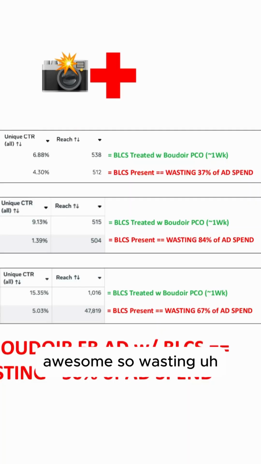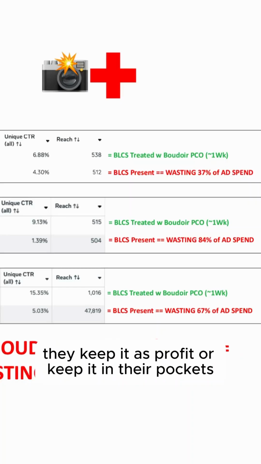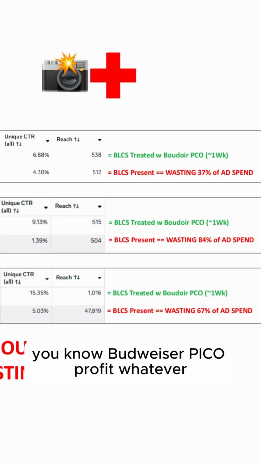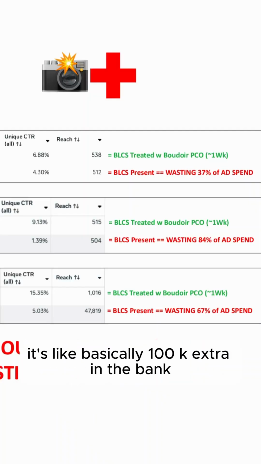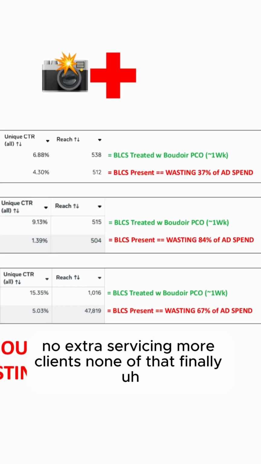Awesome. So that $8,400 a month difference that they no longer have to spend, they keep as profit, or keep in their pockets every single month. Basically a phantom profit, Boudoir Pico profit, whatever. And at the end of 12 months, it's basically 100K extra in the bank. No extra work, no extra effort, no extra servicing more clients, none of that.